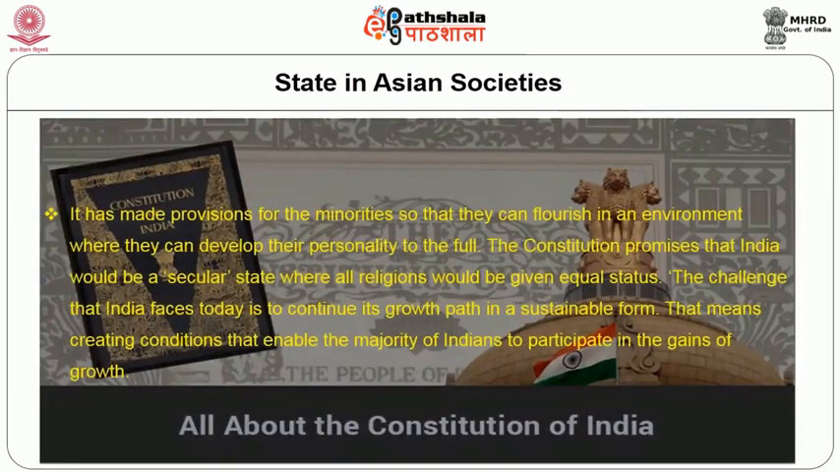The Constitution of India has made provisions for the minorities so that they can flourish in an environment where they can develop their personality to the full. The Constitution promises that India would be a secular state where all religions would be given equal status. The challenge that India faces today is to continue its growth path in a sustainable form. This means creating conditions that enable the majority of Indians to participate in the gains of the growth.